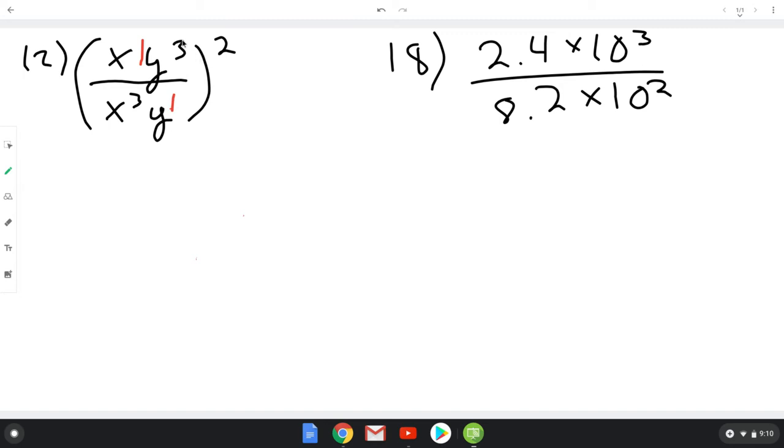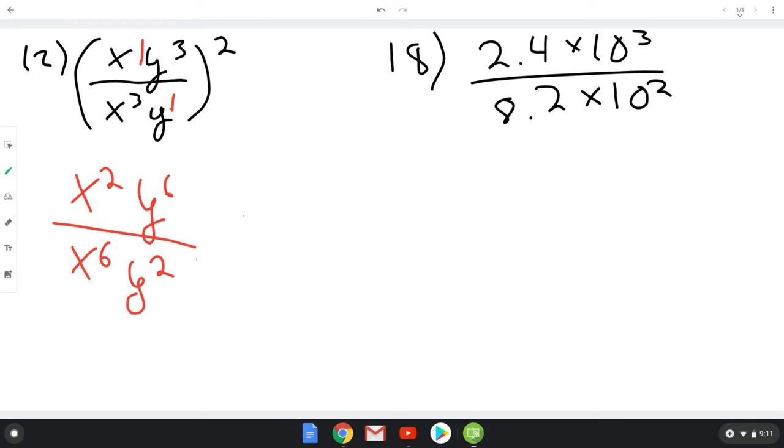So as we distribute this 2, we're going to be multiplying it by the 1, by the 3, and the 1. So we're always going to be multiplying by the exponent of everything that we have. And if you don't see an exponent, then it's a 1. So this is going to be x to the 1 times 2 is 2. Y to the 3 times 2 is 6. X to the 3 times 2 is 6. And y to the 1 times 2 is 2.